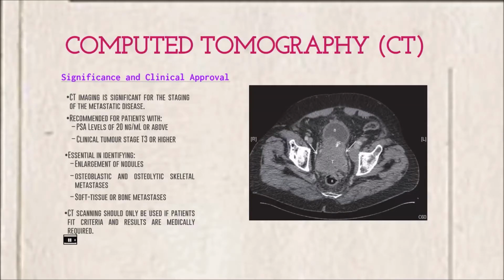CT imaging is most important for the staging of metastatic disease. It is recommended that CT should be performed only in patients with a PSA level greater than 20 nanograms per milliliter or clinical tumor stage T3 or higher. This is because the criterion for detection of positive nodal disease at CT is based on node size, and nodal enlargement due to metastasis occurs relatively late in the progression of the cancer.